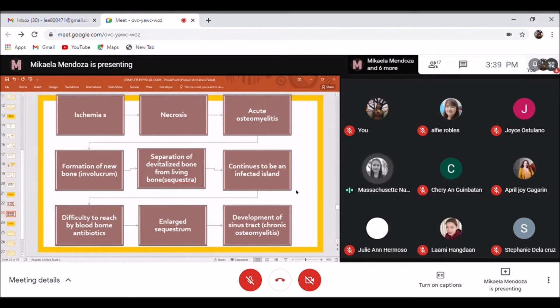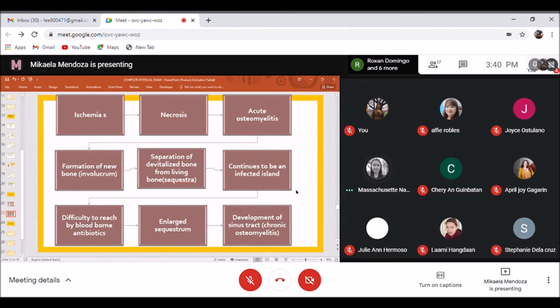And then after that, if it is not corrected or the treatment is only partially successful, this is where the osteomyelitis recurs.